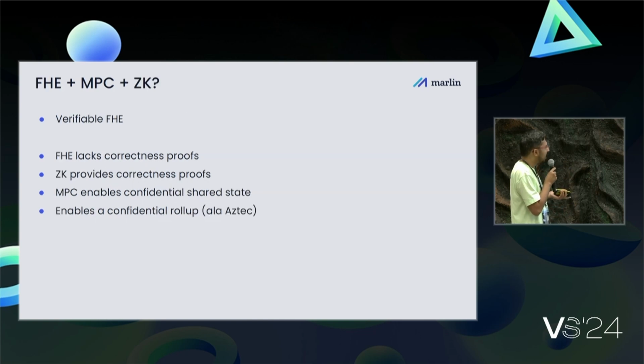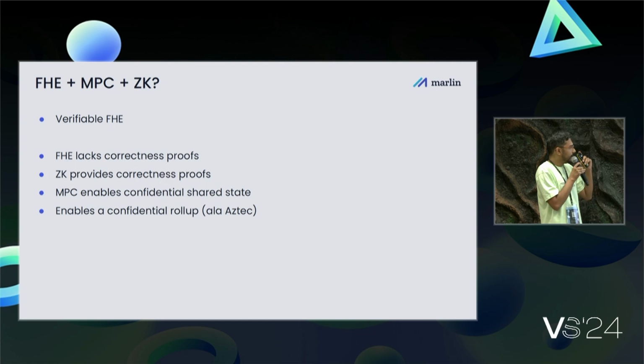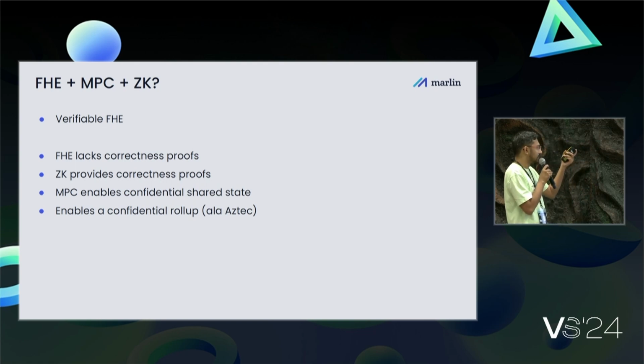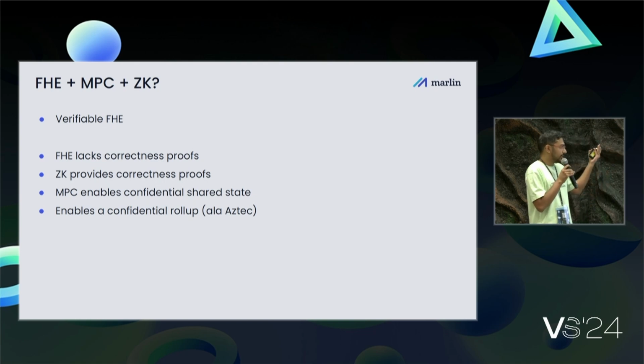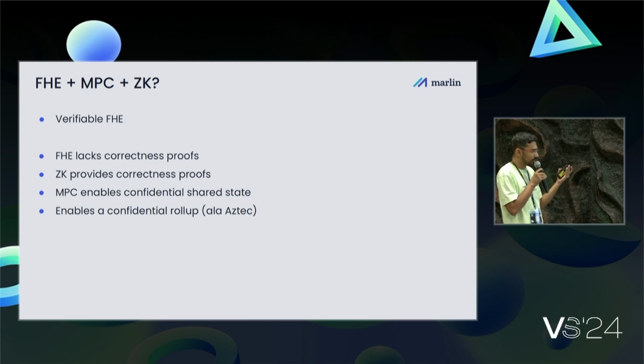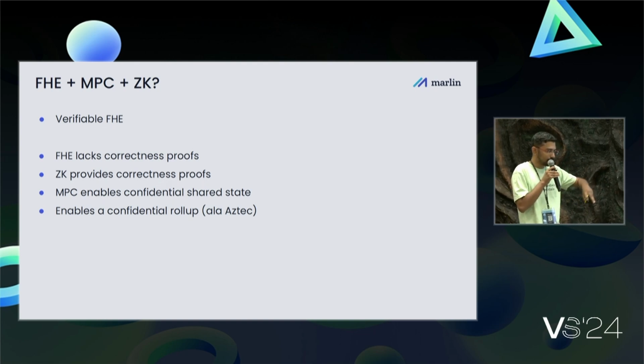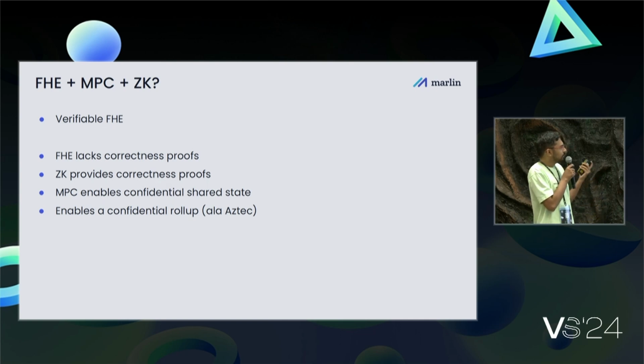Another thing, maybe let's combine 3 instead of 2. Let's put FHE, MPC, and ZK together. That basically gives us verifiable FHE, right? So the main problem with FHE is that it lacks a correctness proof, right? And you basically just get that through ZK, right? And you can build something similar to Aztec, like a confidential rollup, where your smart contracts basically execute FHE, and you create a ZK proof of that and put it on ETH and roll it up, right?